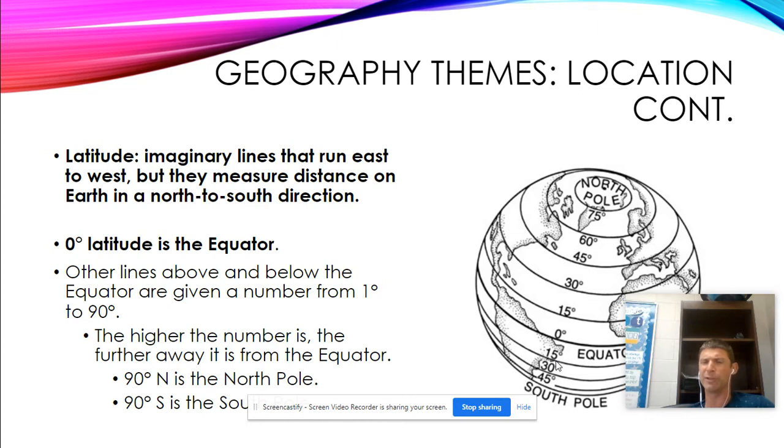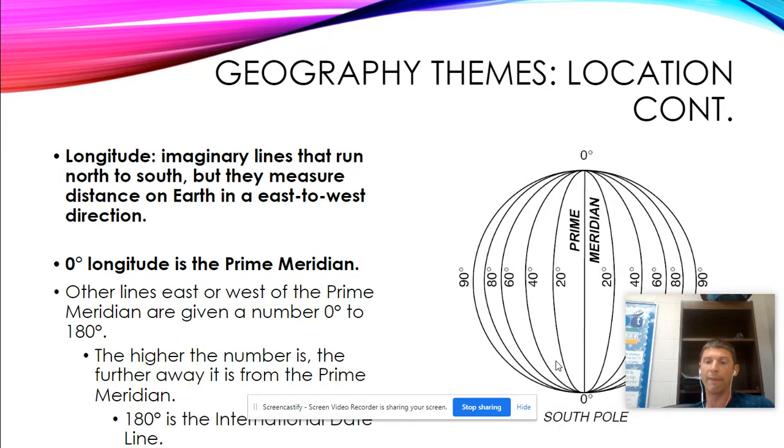Sometimes we say latitude is attitude. I don't really feel like that helps us out too much. There's a fun song that I've used in the past, but those lines north or south of the equator, that is the lines of latitude. And they actually have a lot to do with temperature.